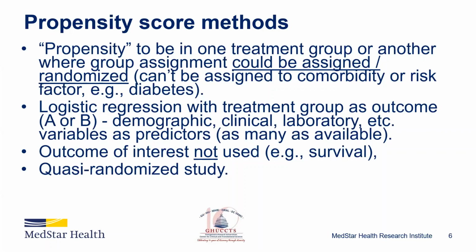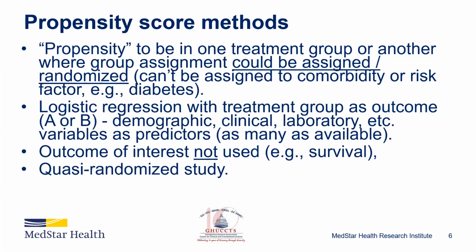For example, you can't compute propensity scores on whether or not a patient has diabetes. That's a risk factor that person has. You can't be assigned that. Interestingly, though, I've seen studies where they do this. They create a propensity score to be in a diabetes or body mass index, BMI, group, but that's inappropriate.